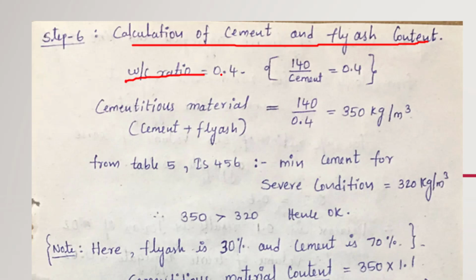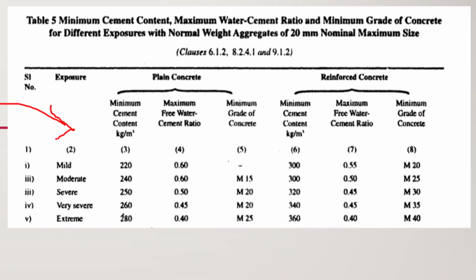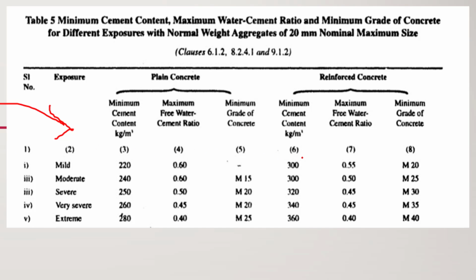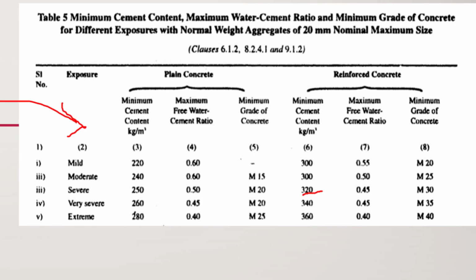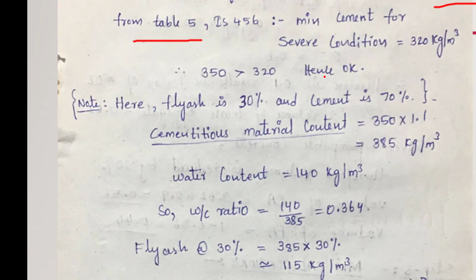We know the water cement ratio is 0.4, so water by cement equals 0.4. The water content is 140, so cement equals 140 by 0.4. Here cement means cementitious material, that is total cement plus fly ash. So 140 by 0.4 is 350 kg per meter cube. From table 5 of IS 456, the minimum cement to be used for severe exposure is 320, and we are using 350, so it is okay.